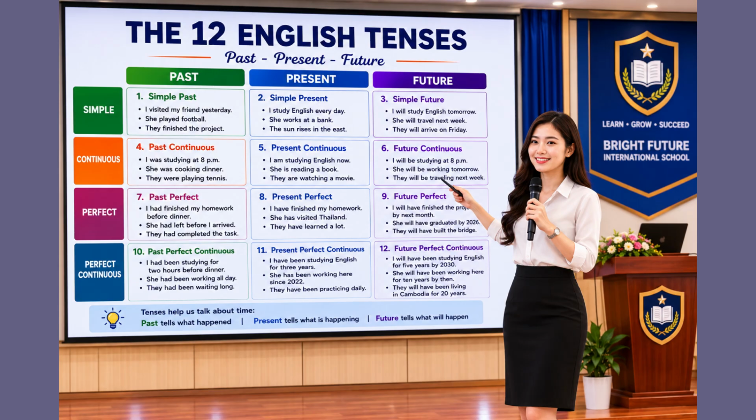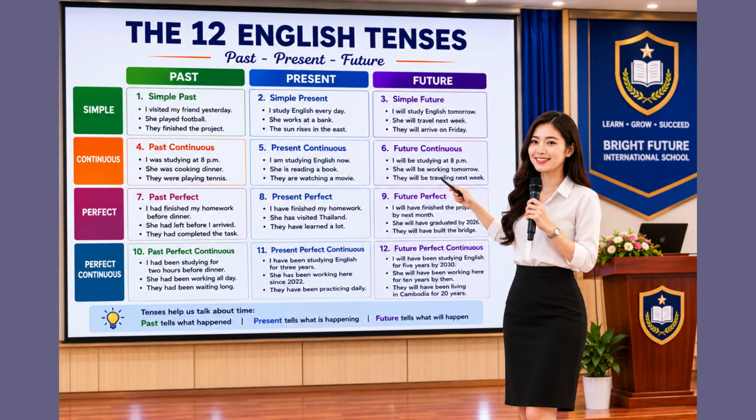2. Present continuous tense. The present continuous tense describes actions happening right now or around the current time. Structure: subject plus am/is/are plus verb ing. Examples: I am studying English now. She is talking on the phone. They are playing football. We are learning grammar today.